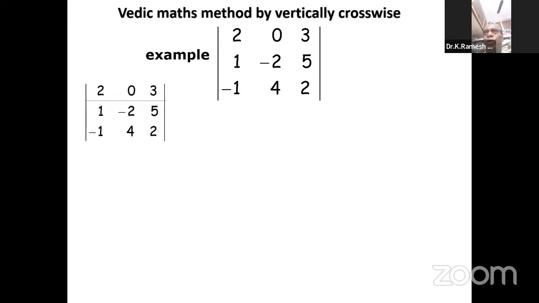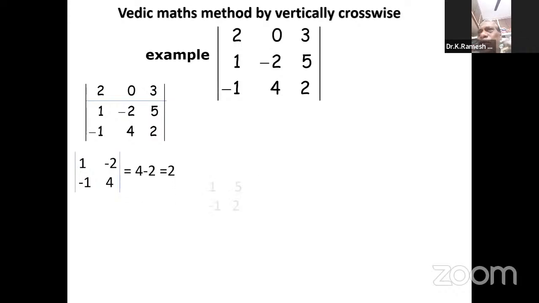Here also, in this matrix 2, 0, 3, 1, -2, 5, -1, 4, and 2, I am separating the first row from the other two rows, and then I am finding the determinants from these elements, 1, -2, 5, -1, 4, and 2. For these 3 elements, I am calculating the determinant of 3 submatrices. That is 1, -2, -1, 4.